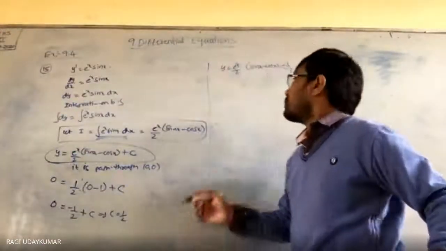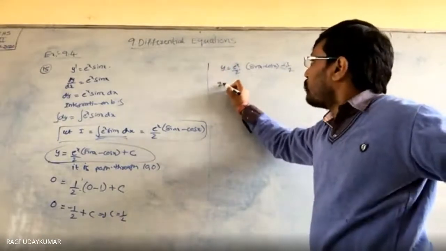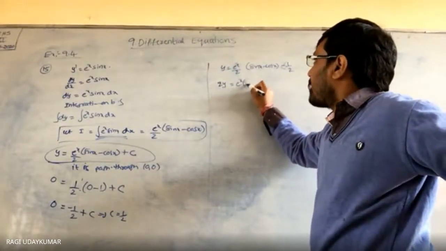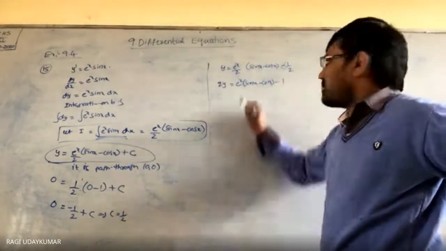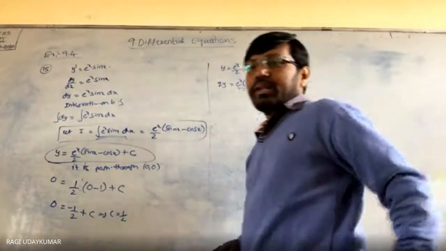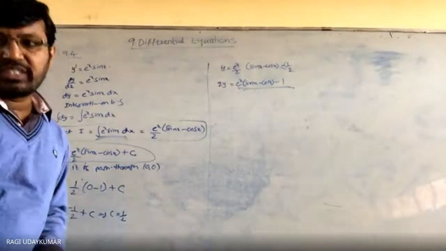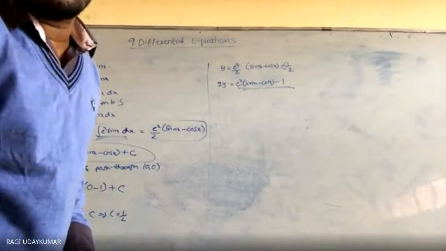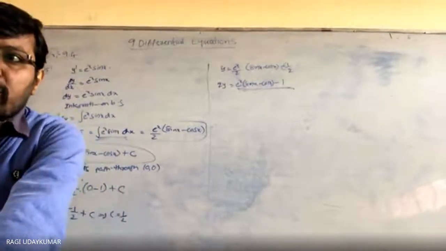Okay, so what do you get here? We can take this 2 to the other side. So 2y is equal to e power x into (sin x minus cos x) minus 1. This is the particular solution of the given differential equation. So different situations are given to you, and whenever they are given, you can find it out. Okay? Understood?